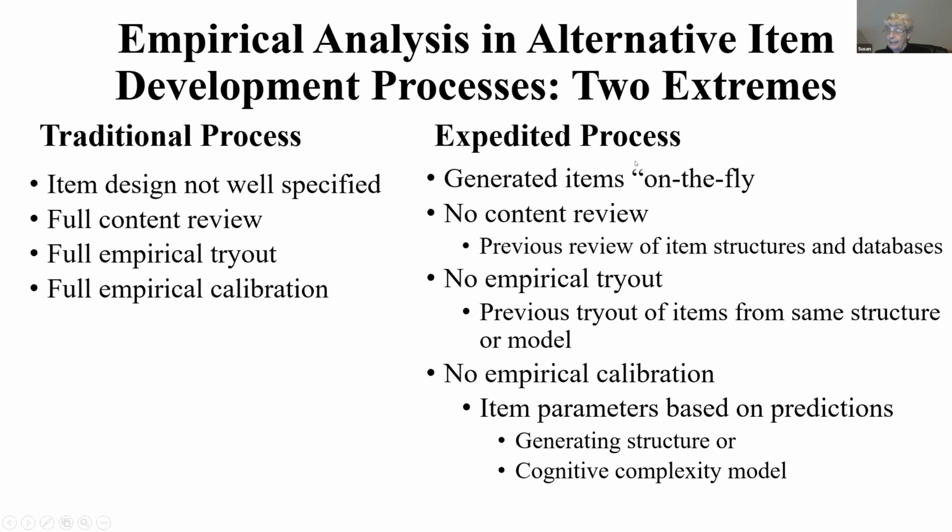Now here's the extreme on the other end, an expedited process. Items are generated on the fly. There's no content review, but of course there needs to be a previous review of item structures and databases. No empirical tryout, that is, items from the same structures or model have been tried out previously, but not necessarily this particular item, and no empirical calibration. Item parameters are based on predictions that have been developed in advance. So this is a very extreme difference in a test and item development process.